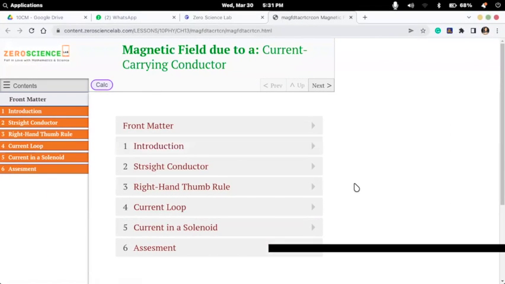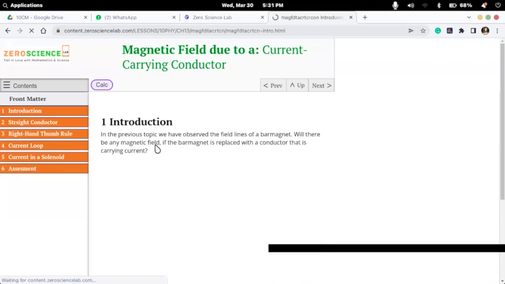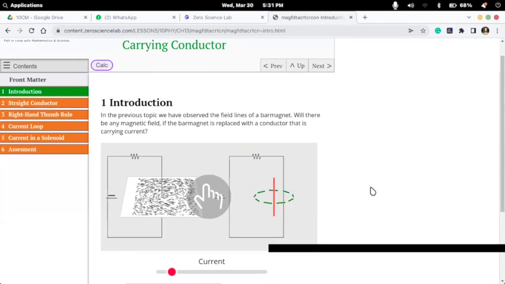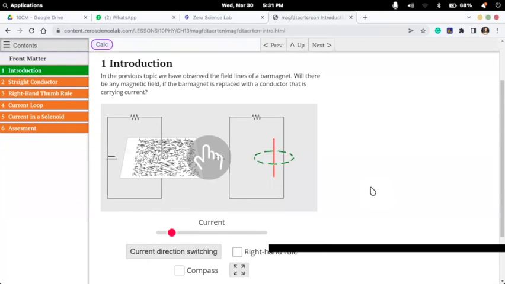Is this one? You can read very easily. What is the magnetic field due to a current carrying conductor, right? Yes, sir. Is it visible? Yeah, a very simple demonstration. You can see very easily.